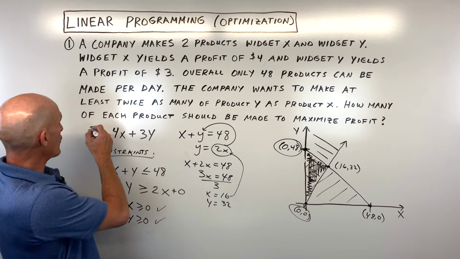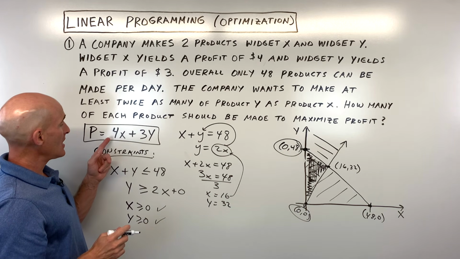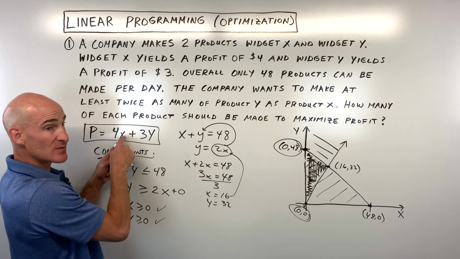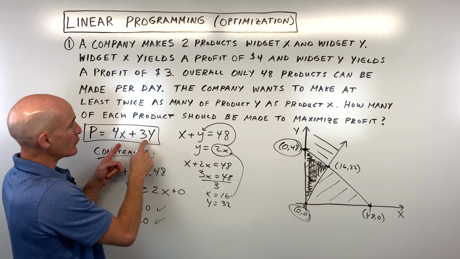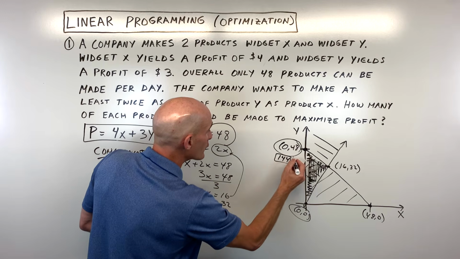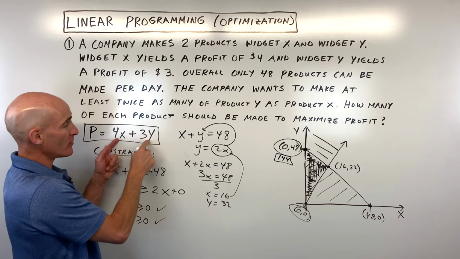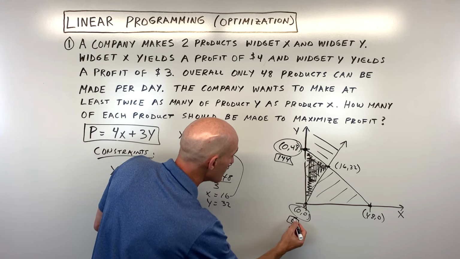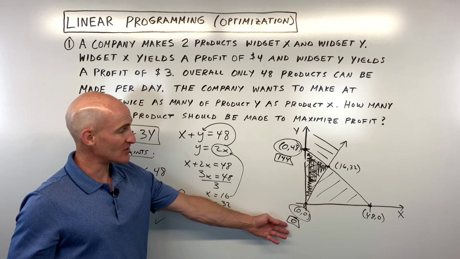So let's go back now to our objective function, our thing that we're trying to maximize or minimize. In this case, our profit. Let's take this point here. If x is 0, 4 times 0 is 0, 3 times 48 is 144, so 0 plus 144 is 144 for this point. Let's do 0, 0 next. 4 times 0 is 0. 3 times 0 is 0. 0 plus 0 is 0. So this one's going to be 0 here, which makes sense. If you make either of the products, you're going to have a 0 profit.